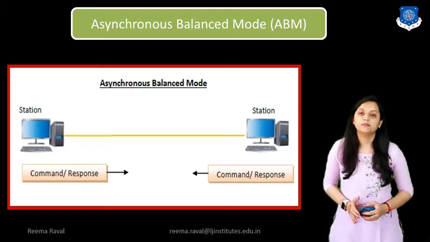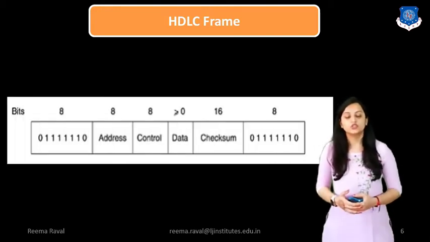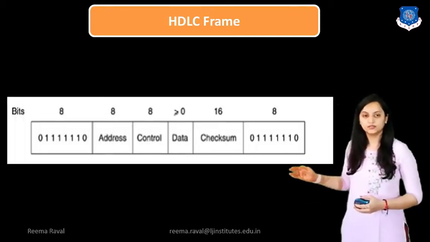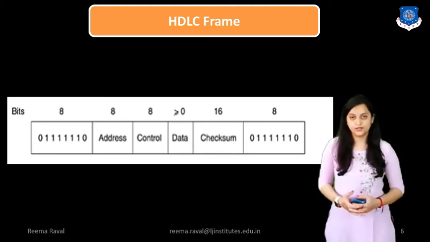That's why this is called ABM, asynchronous balanced mode. Now, next let us see the HDLC frame. So this is the HDLC frame structure. As you can see, this frame structure has 6 fields.